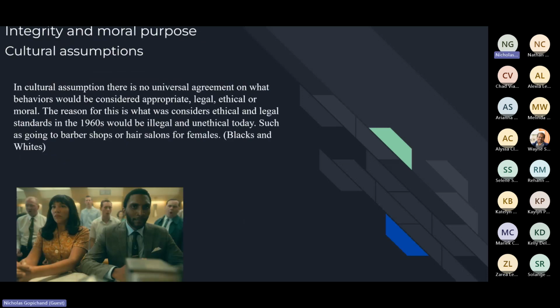We have cultural assumptions. In cultural assumptions, there is no universal agreement on what behavior would be considered appropriate, legal, ethical, or moral. The reason is that what would be considered ethical and legal standards in the 1960s would be illegal and unethical today, such as going to the barber shop or hair salon for females where they would have a divider of blacks and whites.